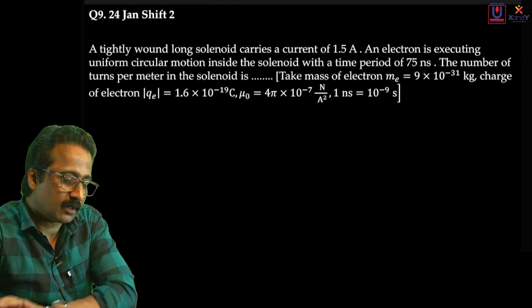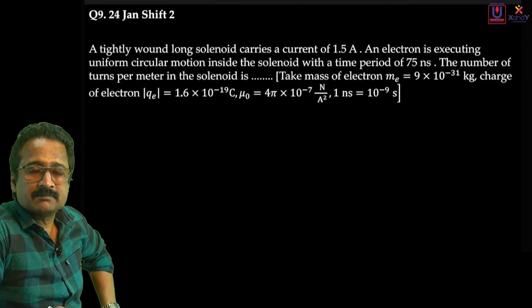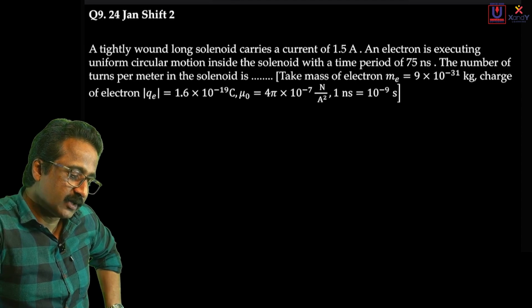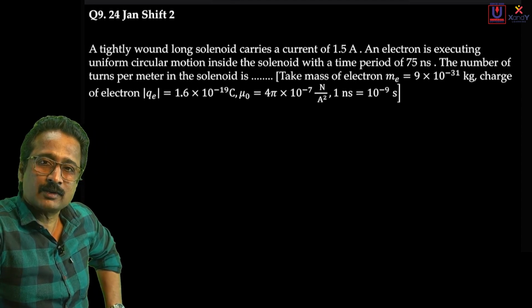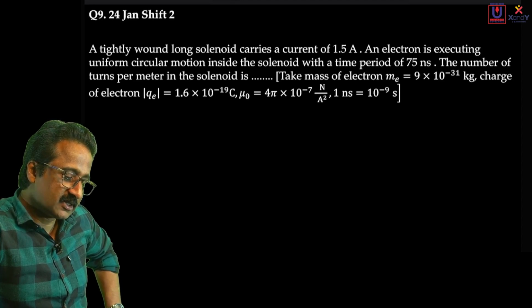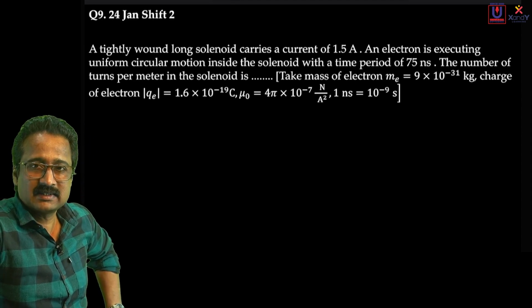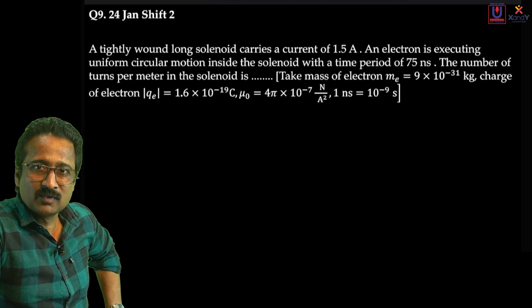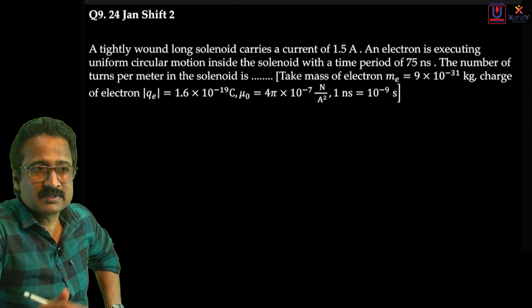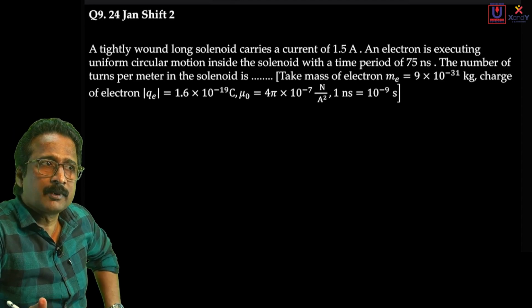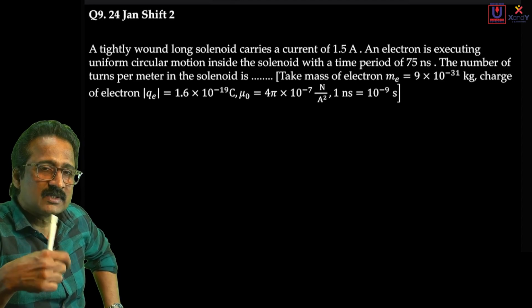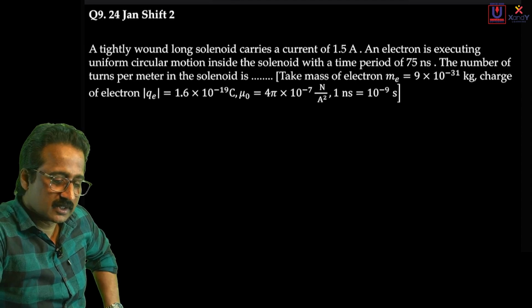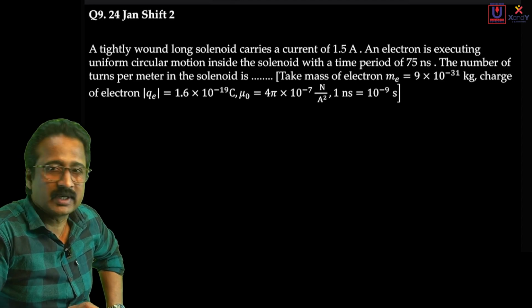A tightly wound long solenoid carries a current of 1.5 ampere. An electron is executing uniform circular motion inside the solenoid with a time period of 75 nanoseconds. The number of turns per meter in the solenoid is? So this is a charged particle moving inside a magnetic field produced by a solenoid, because when you pass a current through a solenoid, it will produce its own magnetic field inside, and there is an electron revolving inside it with a certain period. Now the question is, what is the number of turns per unit length?